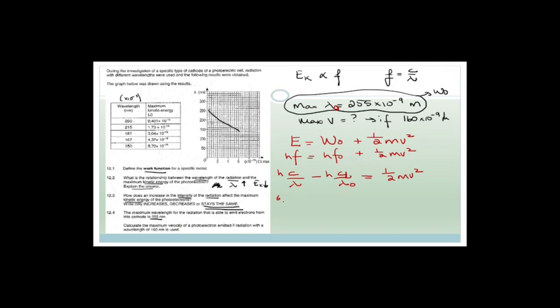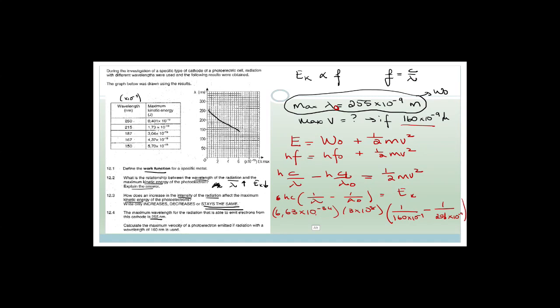Or we could actually make it a little easier for ourselves. We can take out a common factor. We can take out HC, and you're left with 1 over the wavelength minus 1 over the wavelength of the work function, which is equal to EK. The only reason I want to do that is to make it prettier on the calculator. So this is going to be 6.63 times 10 to the negative 34 multiplied by 3 times 10 to the 8, multiplied by 1 over the wavelength they've given us, 160 times 10 to the negative 9, minus 1 over 255 times 10 to the negative 9.